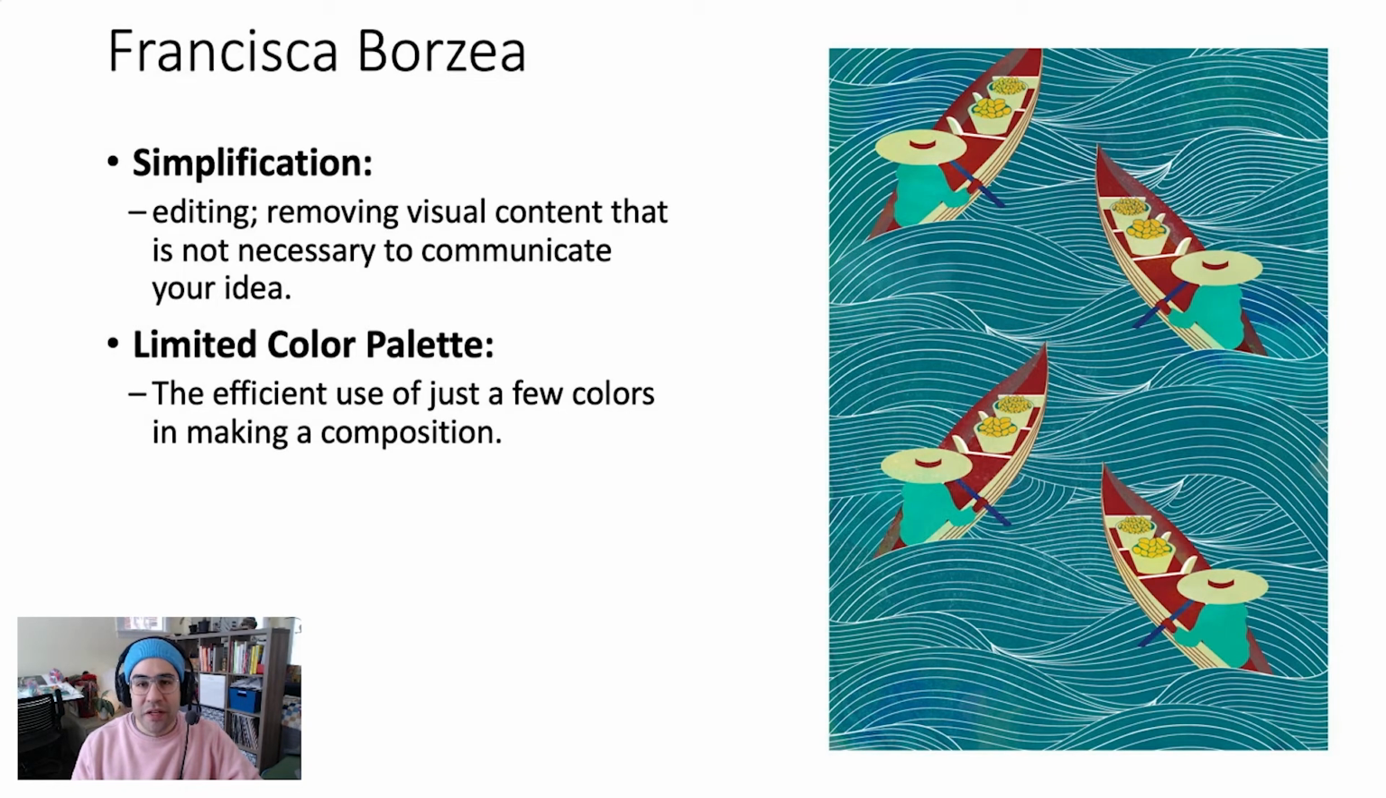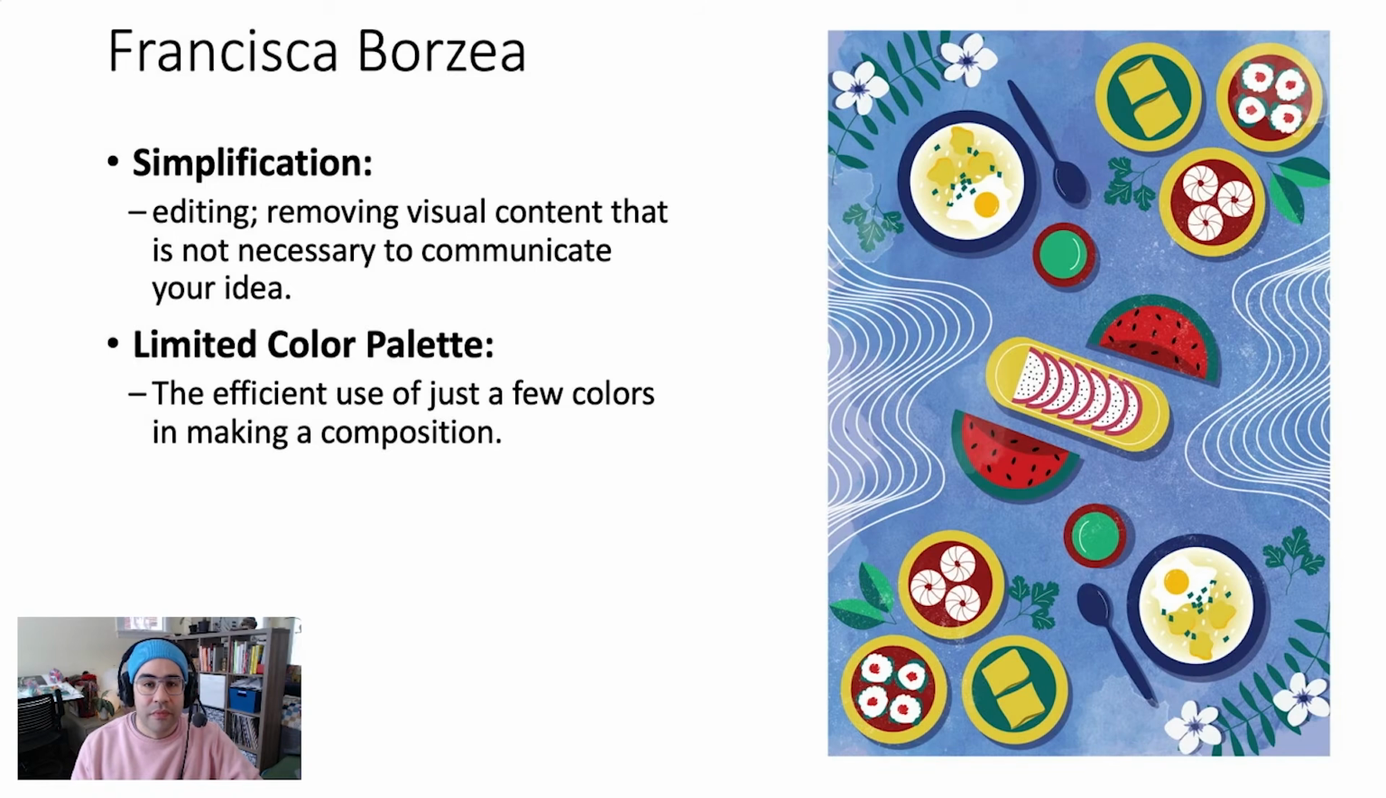Let's move on to Francisca Borzea to get some great examples of simplification, removing extra details that are not necessary to communicate an idea, as well as a limited color palette. So you can see here we have maybe just 4 or 5 colors, along with some nice repetition of forms. And some similar things going on here in this image.